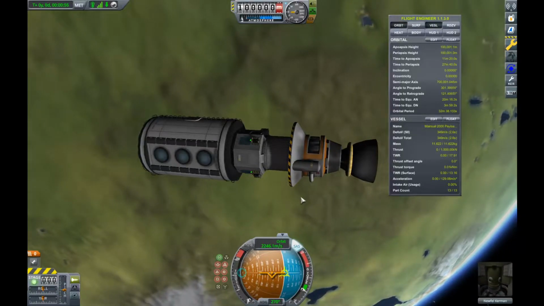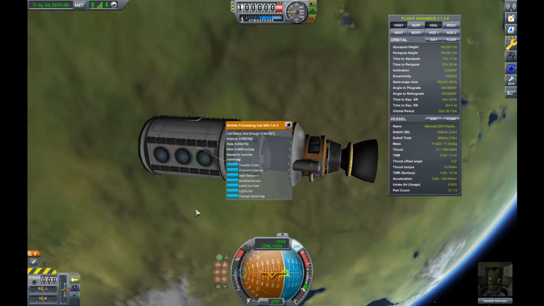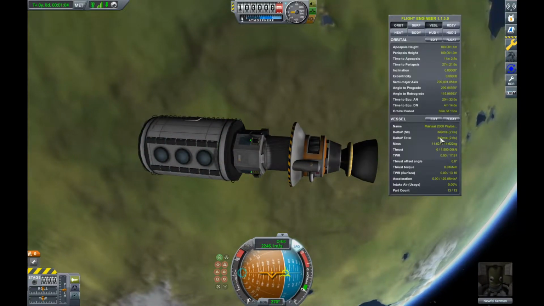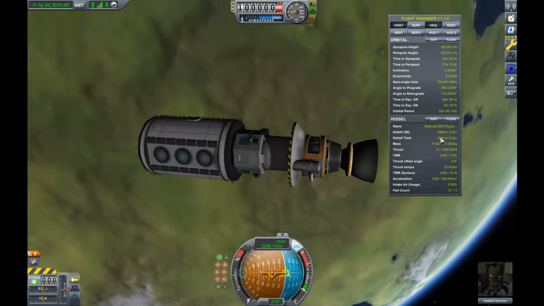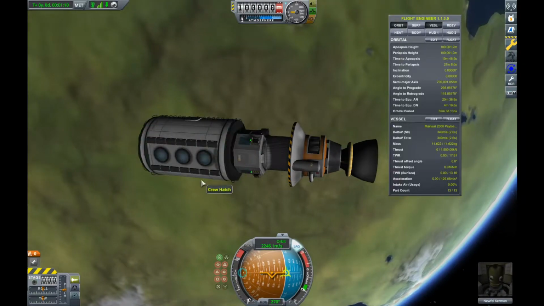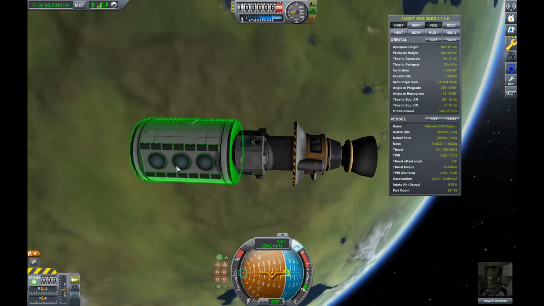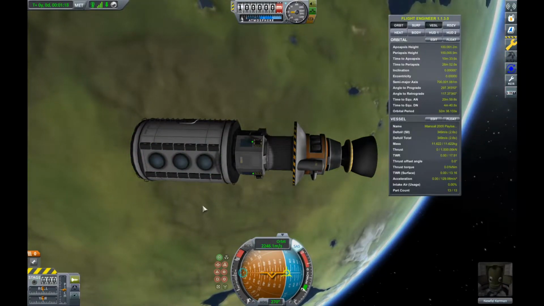So if the weight is a big problem, why didn't this affect the potential delta V of this craft as much as it did the previous one? Well, that's because it's kind of less of a percentage. We've got way more fuel in here to be dealing with this kind of weight.